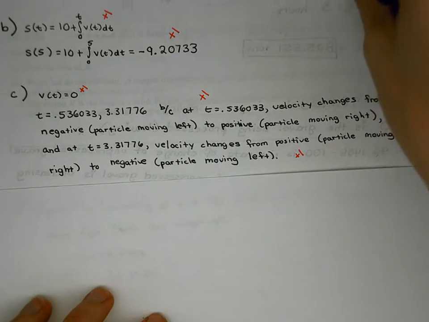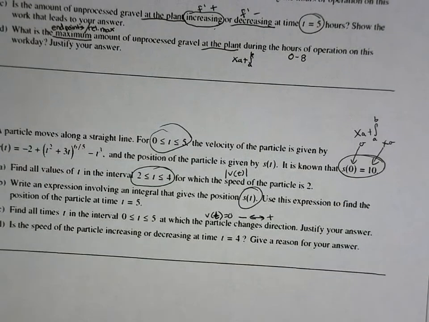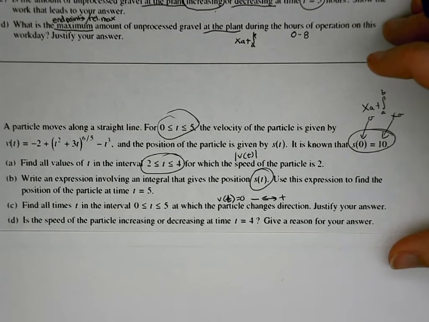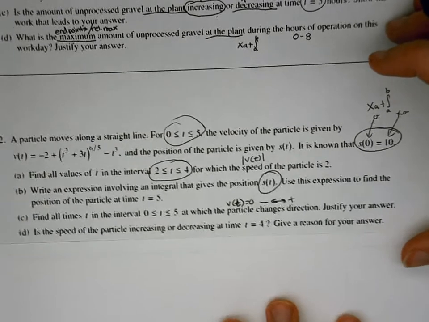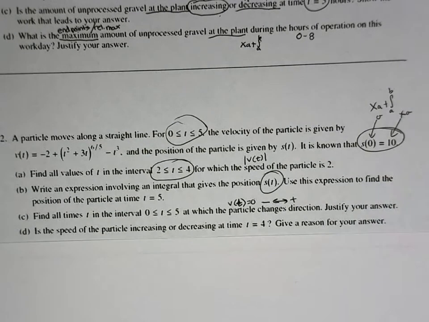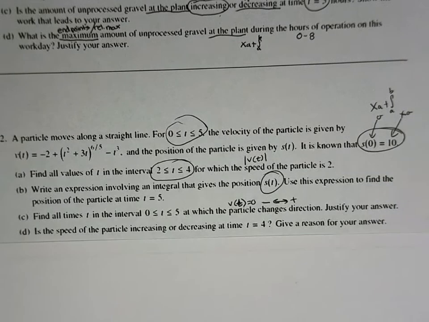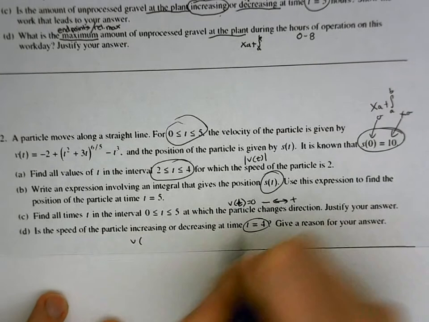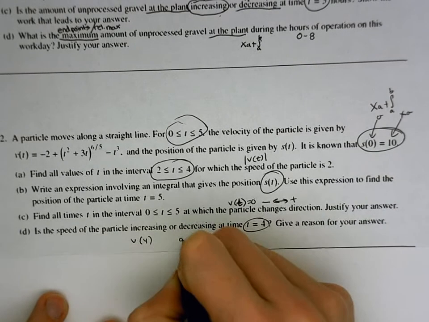Okay, D. D reads, is the speed of the particle increasing or decreasing at time t equals 4? Give a reason for your answer. This one was worth 2 points for the conclusion with reason. Okay, so a reminder, for speed to increase or decrease, this requires us to look at both velocity, and we're looking at 4, so velocity at 4 and acceleration at 4.